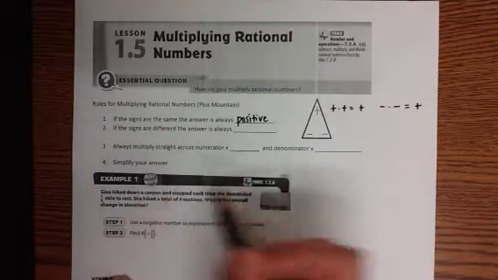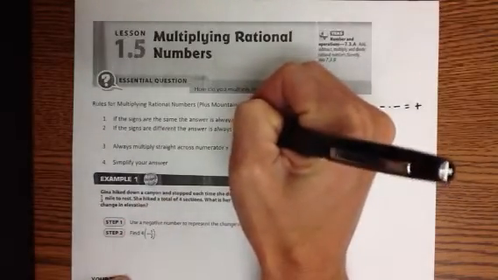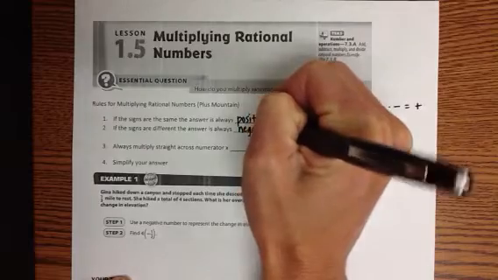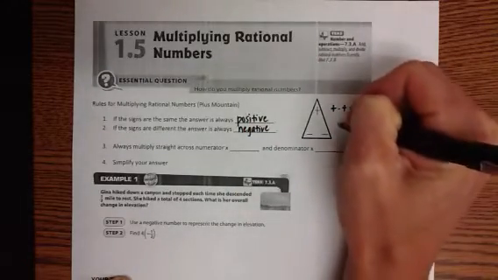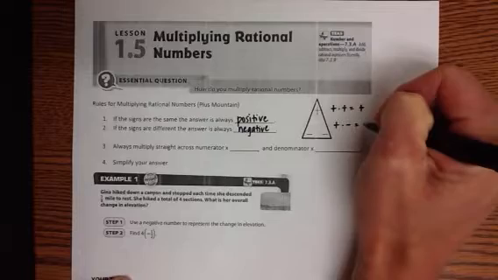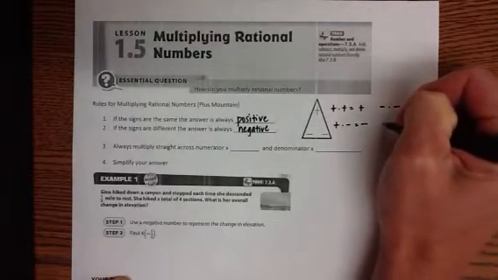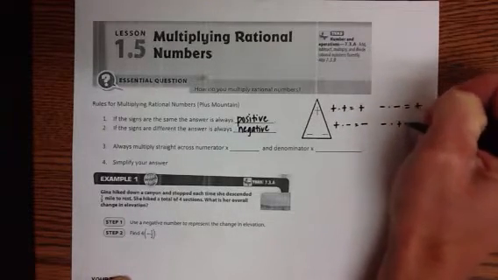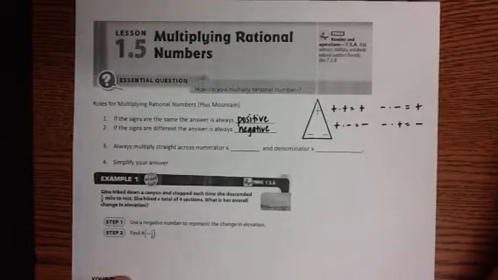If the signs are different, the answer is always negative. That means if I'm multiplying a positive times a negative, my answer is always going to be negative. And if I'm multiplying a negative times a positive, my answer is always going to be negative.